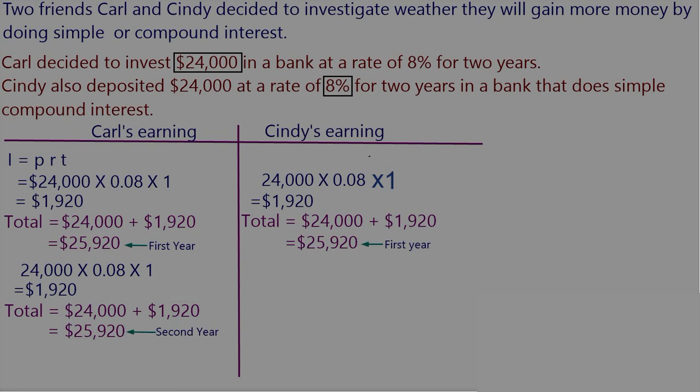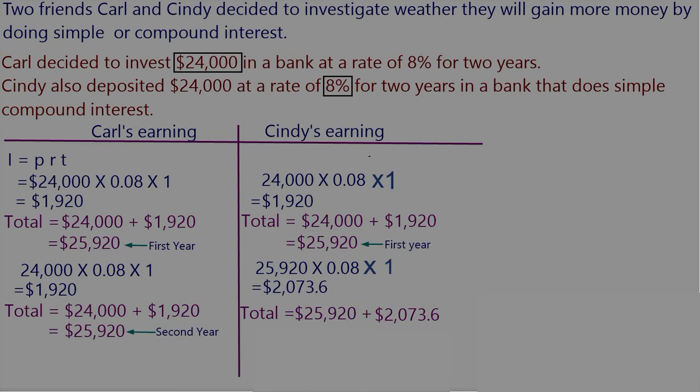To calculate Cindy's earnings for the second year, we have to start with the total she gets in year 1, since it will be the new principal. So we want to multiply $25,920 by the same rate of 0.08 and 1. And we can work out the total. Upon observing, we can say that compound interest involves more gaining than simple interest.